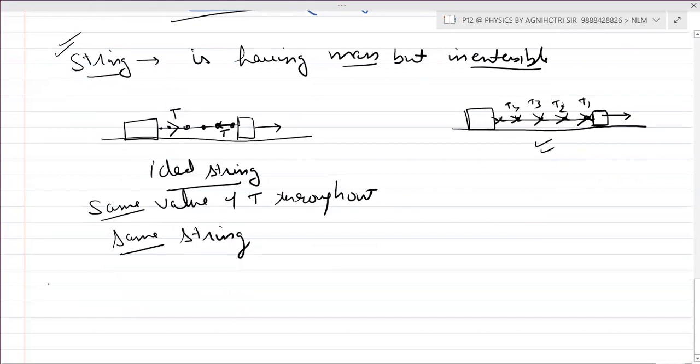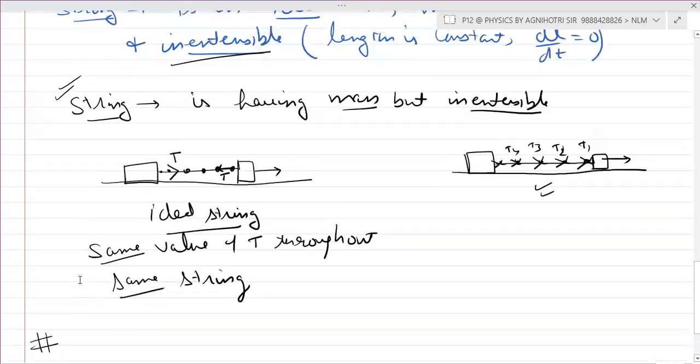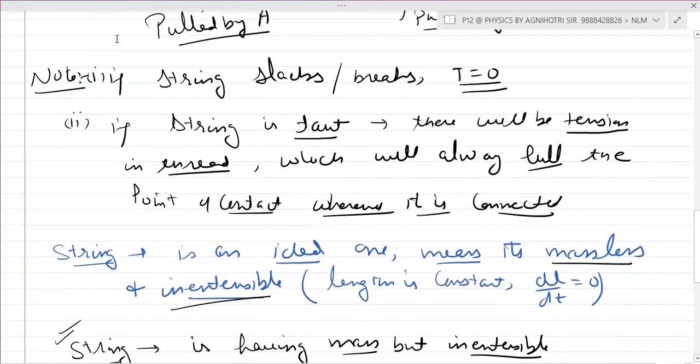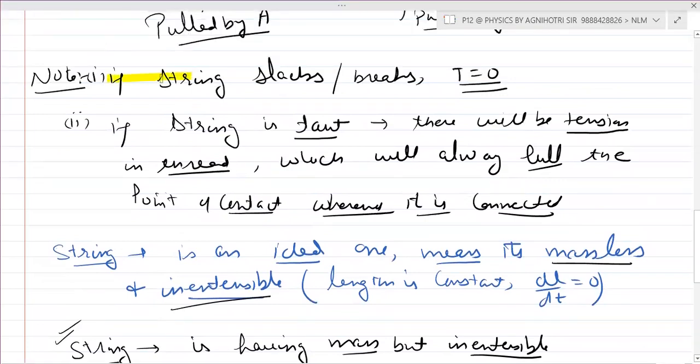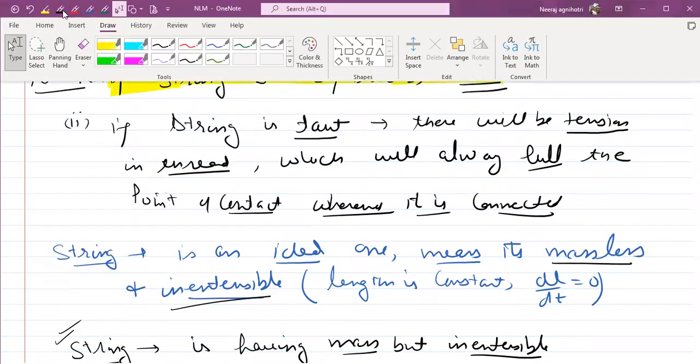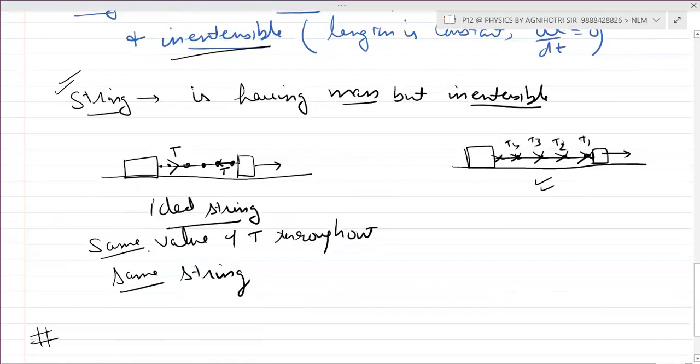So this approach is very simple, very good also. And this point is very important too. If the string slacks or breaks, the tension becomes zero, because we'll find too many questions based on this concept. No doubt it's a very simple 2-3 word sentence, but it's very important, okay?